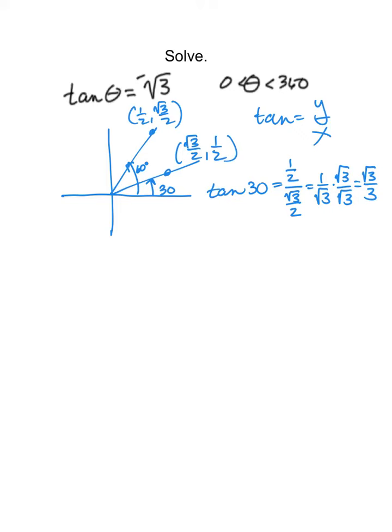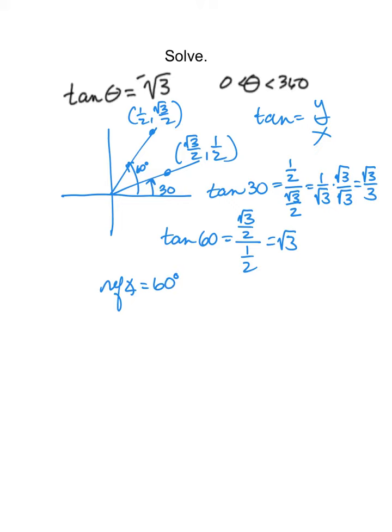Clearly, that is not the answer. That's not my reference angle. So now I'm going to check tangent of 60, which it should be. So here I would have y over x, square root of 3 over 2, over 1/2, and sure enough, that's it. So my reference angle is equal to 60 degrees.